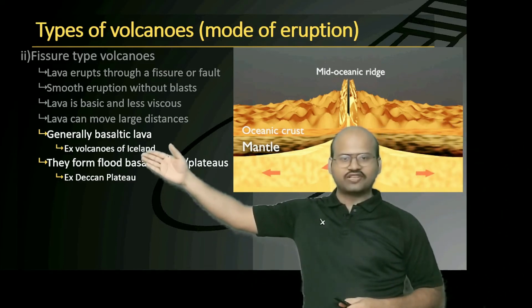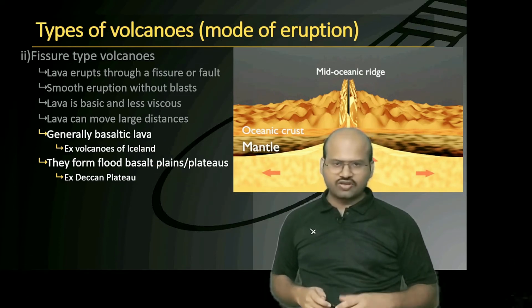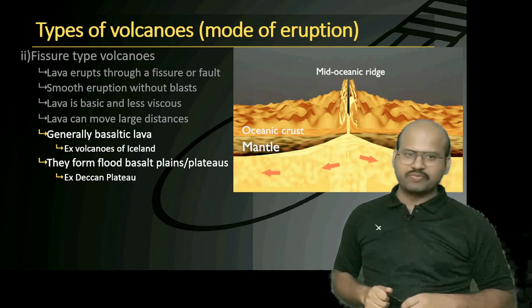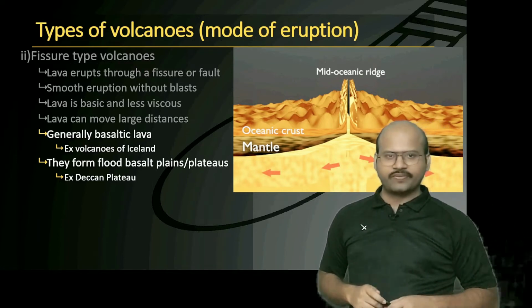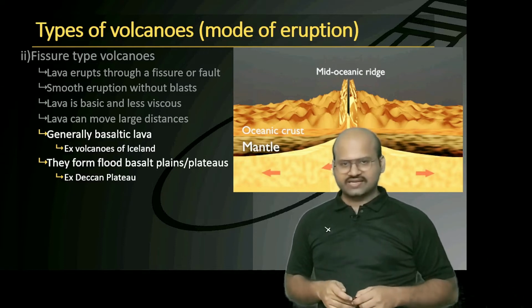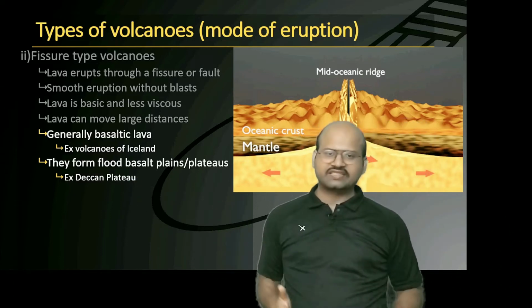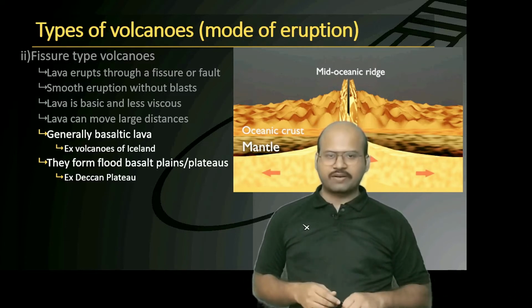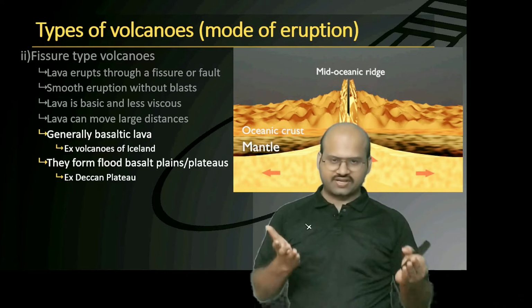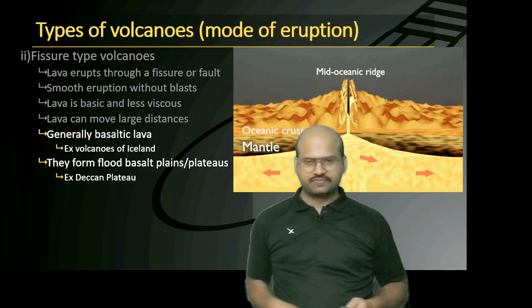The lava, when it solidifies, basically forms basaltic rocks. The volcanoes of Iceland, which are located over the mid-oceanic ridge, are an example of this kind of volcano. Moreover, on continental crust, these kinds of volcanoes can form flood basalt, where there are several cycles of eruption and layers upon layers of magma are deposited to form a raised structure. Our Deccan Plateau is an example of a flood basalt plain.